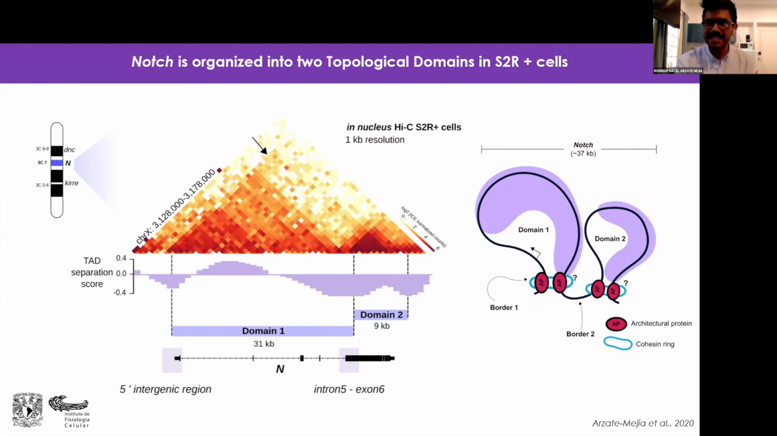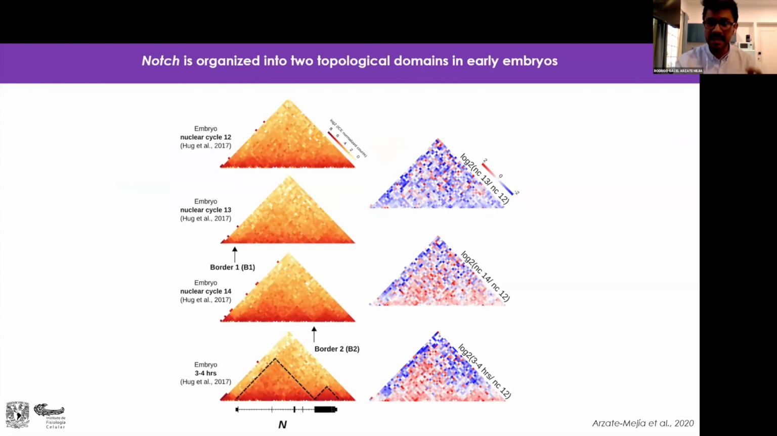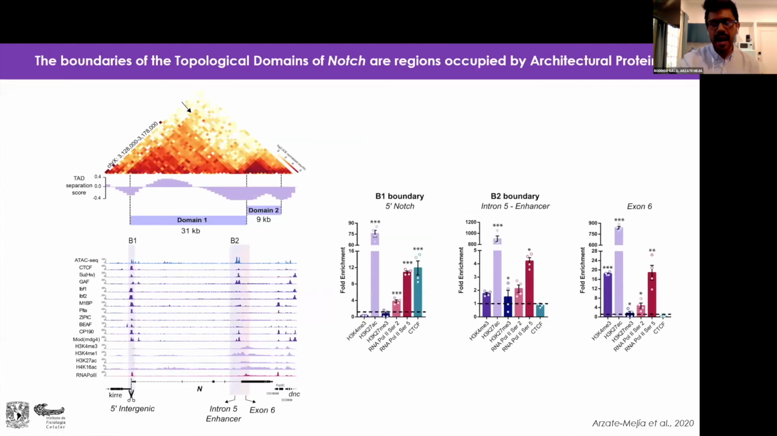I'm just going to show you an example that provides evidence that this bipartite organization of Notch is actually present in vivo in data obtained from embryos, and that the organization of Notch is acquired progressively during development, as you can observe in here. First, the boundary located at the 5' region is detected, and then the other boundary is detected between intron 5 and exon 6 of Notch later in embryonic development.